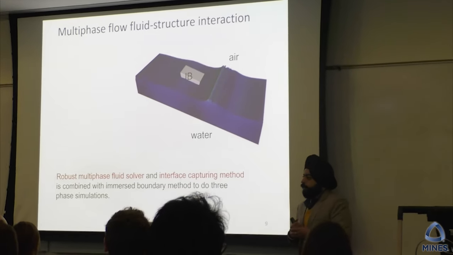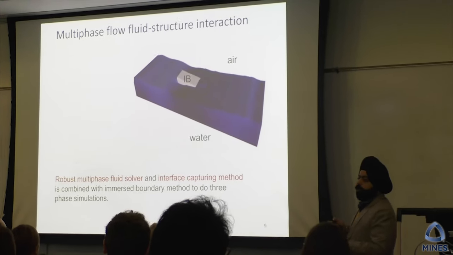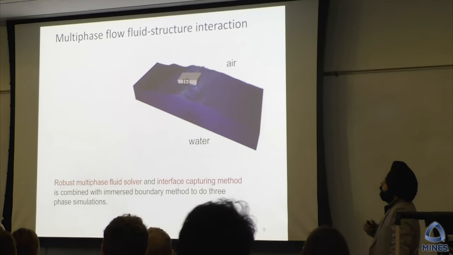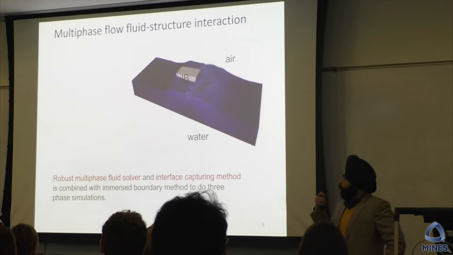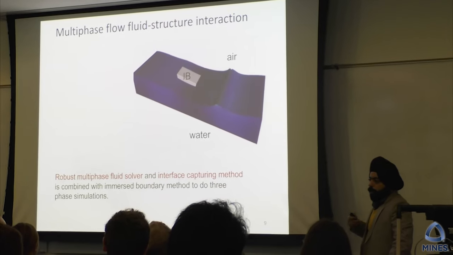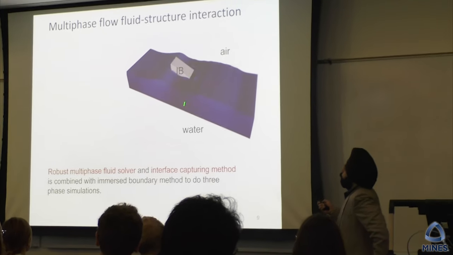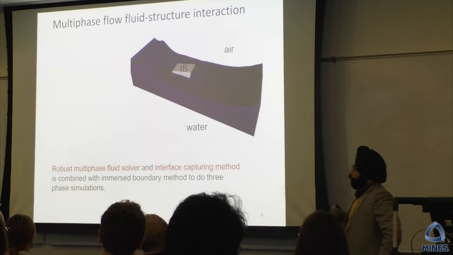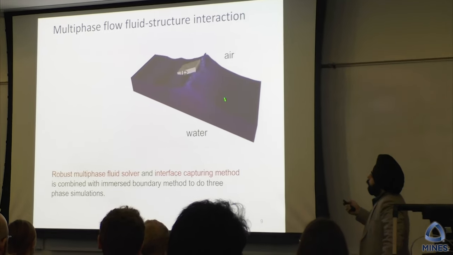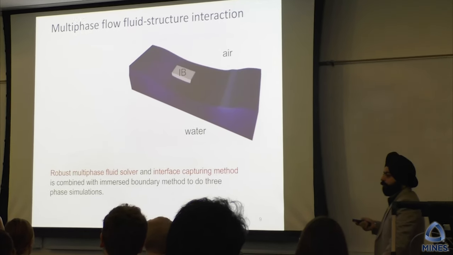So what do we need to do these kinds of simulations? We need a robust multi-phase flow solver that can handle high density ratios. We need an interface tracking mechanism to track various phases. And we need an efficient coupling method between liquid phases and the solid body. The technique that we will use is called the immersed boundary method to couple the solid domain to a robust multi-phase flow solver. So I will first talk about the multi-phase flow solver, then our interface capturing methods, and then lastly I will move to immersed boundary methods. So this is a crash course on three topics.